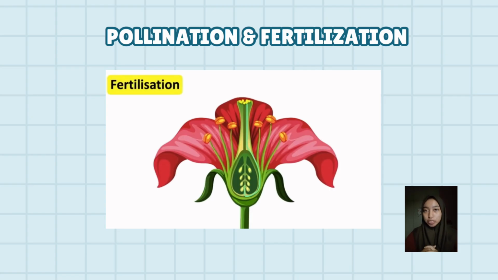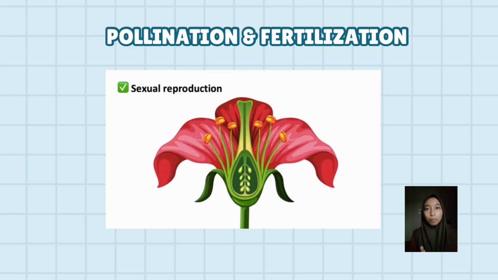Next is plant fertilization. Plant fertilization is the process where male and female gametes combine to form a fertilized egg. When pollen lands on the stigma of another flower, it starts the fertilization process. After that, the pollen tube grows down through the style until it reaches the ovary. Inside the ovary, the nucleus of the pollen travels through the tube and fuses with the ovule nucleus. This is the moment when fertilization is complete.